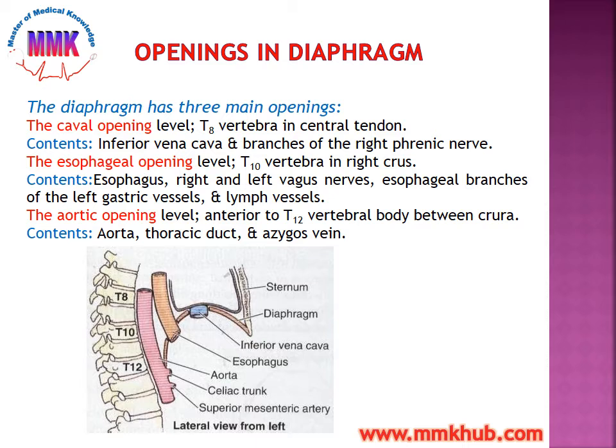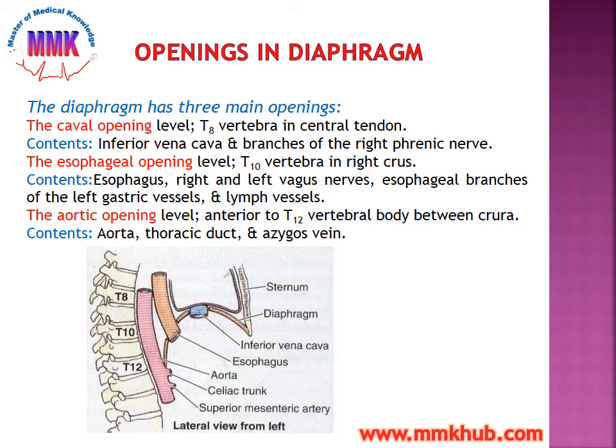The second opening is the esophageal opening. It is present at the thoracic 10th vertebral level in the right crus of the diaphragm, and the structures passing through the esophageal opening are the esophagus, right and left vagus nerves, esophageal branches of the left gastric vessels and lymphatics.